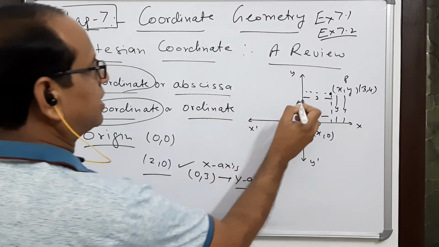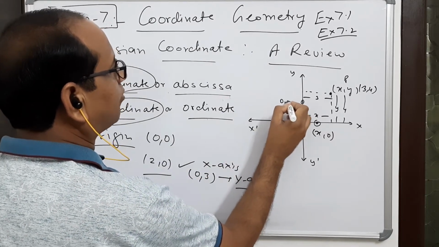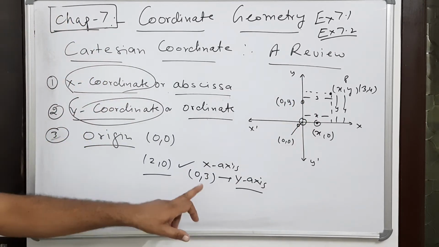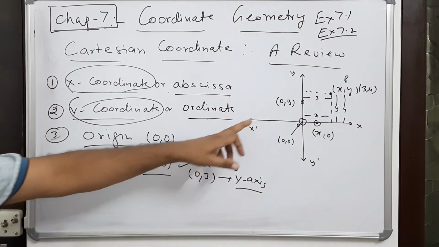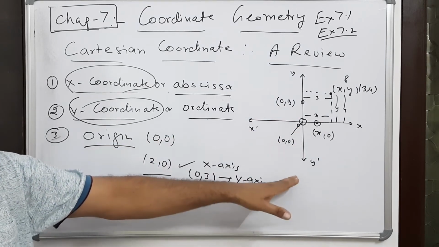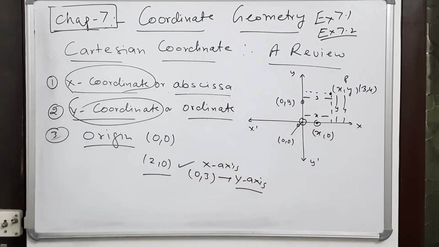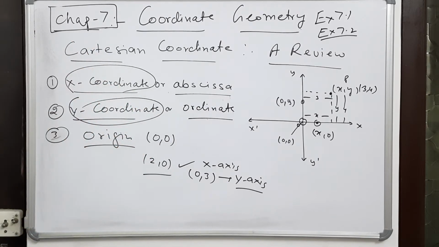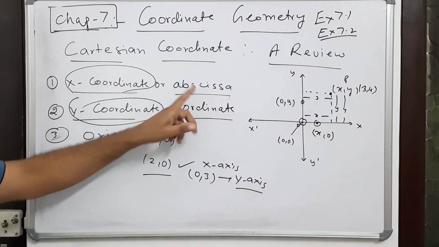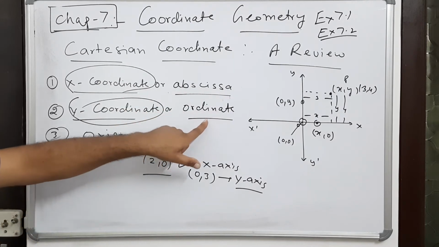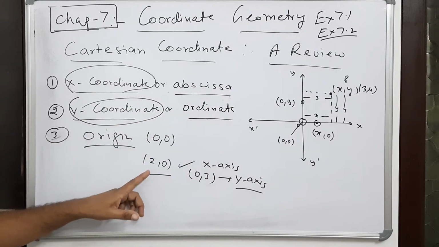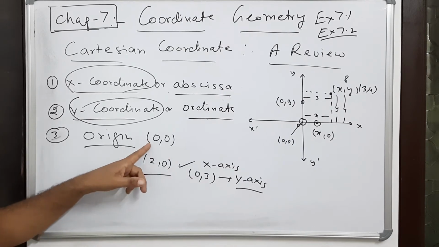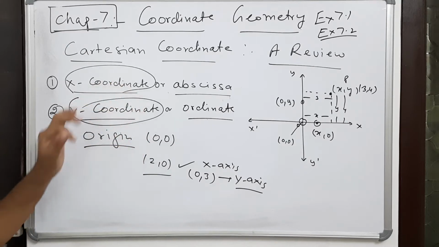If any point is present on the y-axis, what will be the form of the point? It is 0, y. You see this now. The value of y can be negative also, it can be here. The value of x can be negative, it can be here. So this is the important part before we start coordinate geometry: x coordinate, abscissa, y coordinate, ordinate, a point on the x-axis, a point on the y-axis, and the origin.